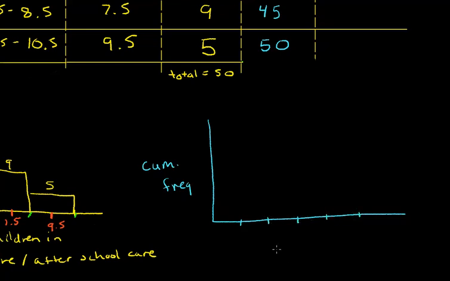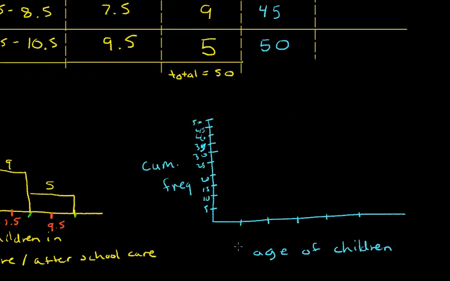So this is going to be the age of the children that are enrolled in daycare or after school care. And then for my frequency, I'm going to count by 5: 10, 15, 20, 25, 30, 35, 40, 45, and 50. Let me go ahead and label those.